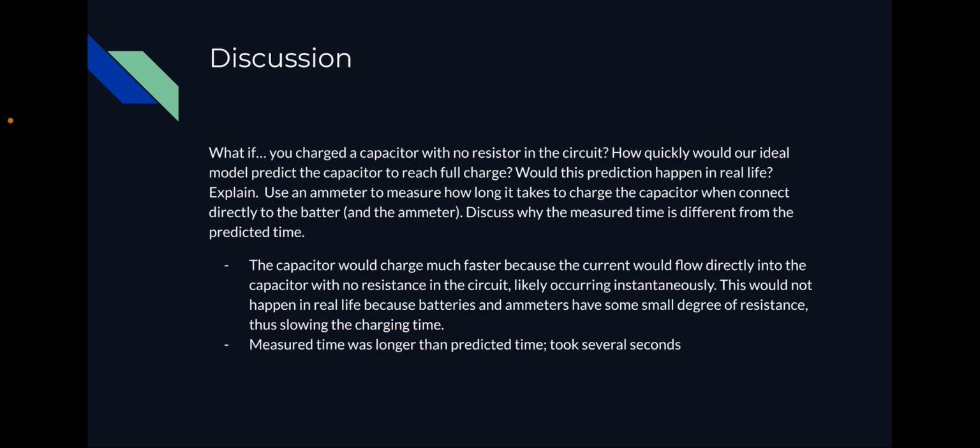So as for the discussion, what if you charge a capacitor with no resistor in the circuit? How quickly would our ideal model predict the capacitor to reach full charge? Would this happen in real life? The capacitor would charge much faster because the current would flow directly into the capacitor with no resistance in the circuit, likely occurring instantaneously, but this would not happen in real life because batteries and ammeters have some small degree of resistance, which slows the charging time.